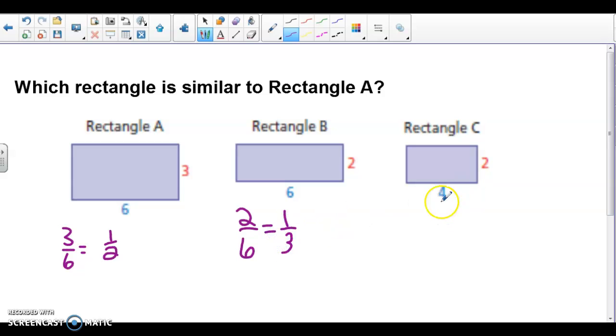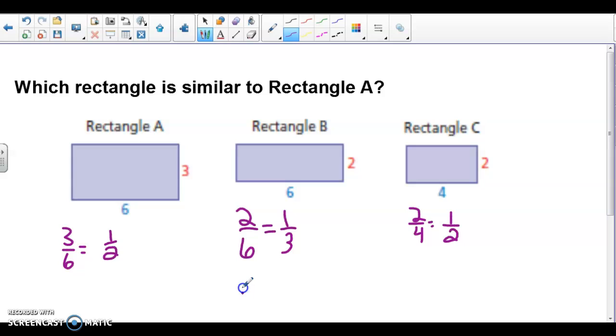So that would be a no. And this would be 2/4. 2/4 would be 1/2. So that would be yes. So rectangle A and rectangle C would be similar.